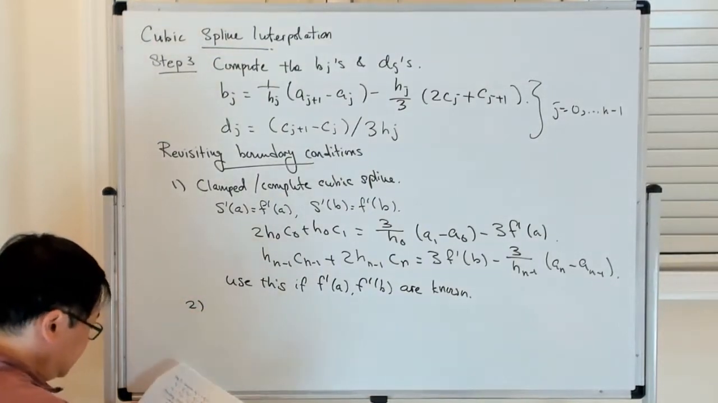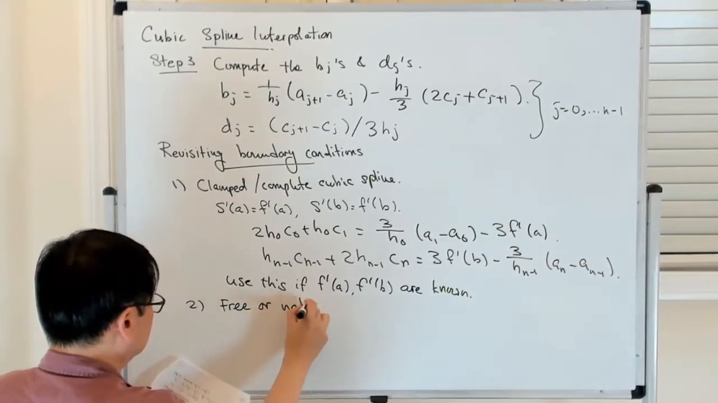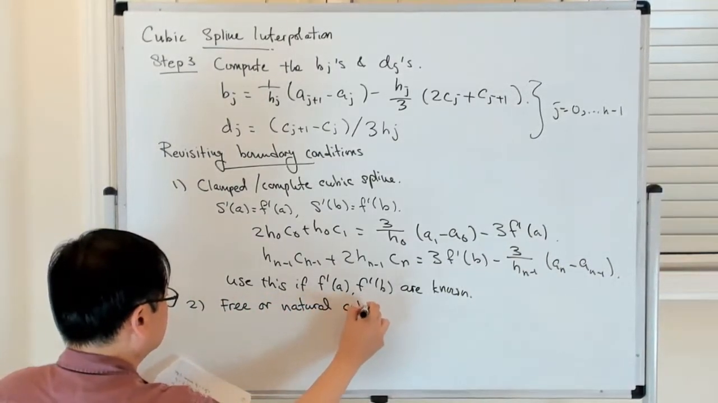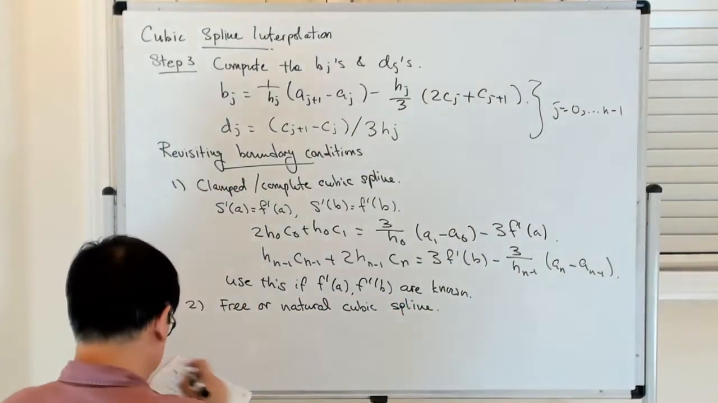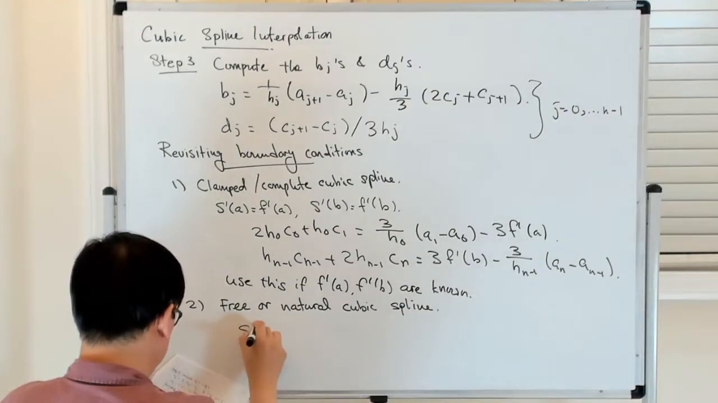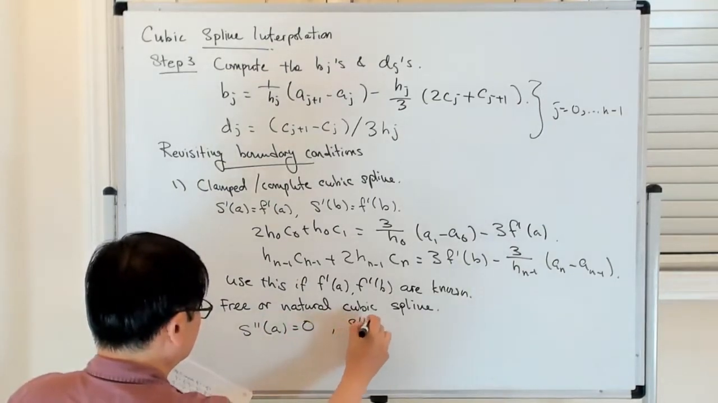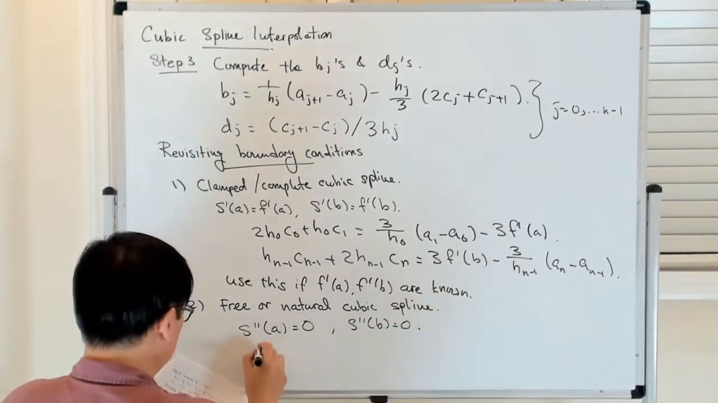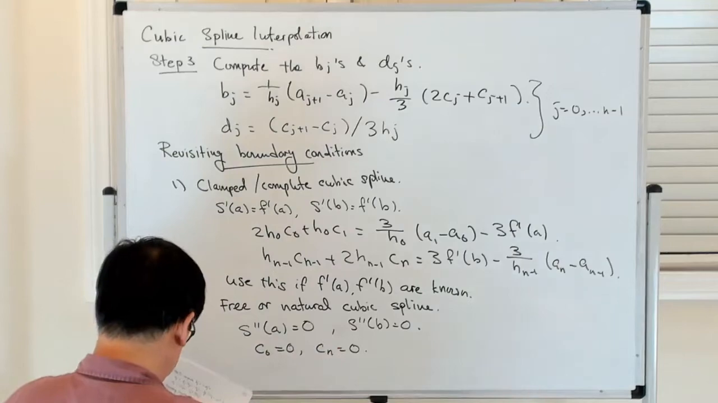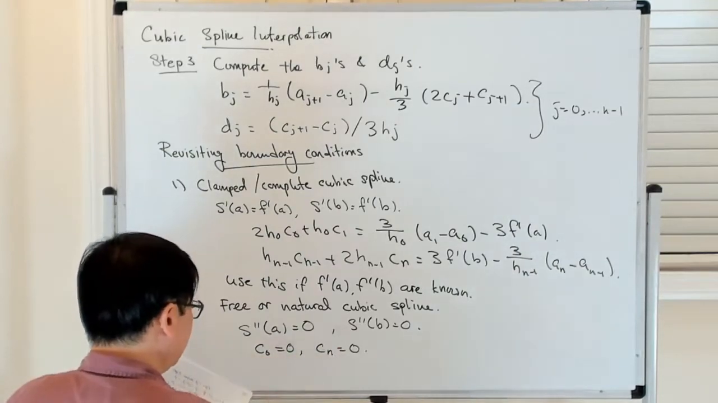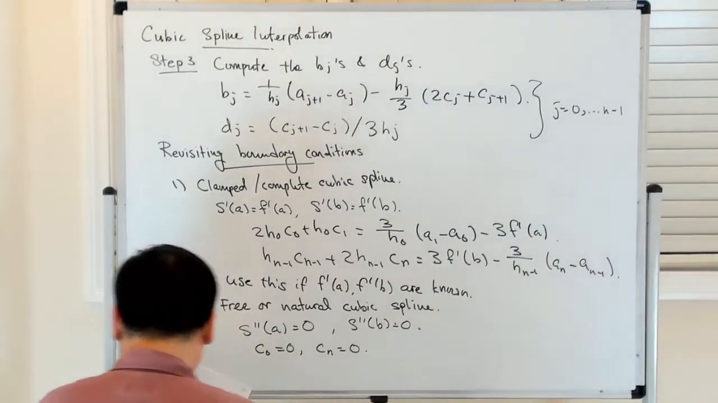The other approach was the free or natural cubic spline. This corresponds to the second derivative vanishing at the endpoints, which corresponds to c0 equals 0 and cn equals 0. Again, you can append this into that tridiagonal system which we talked about before.